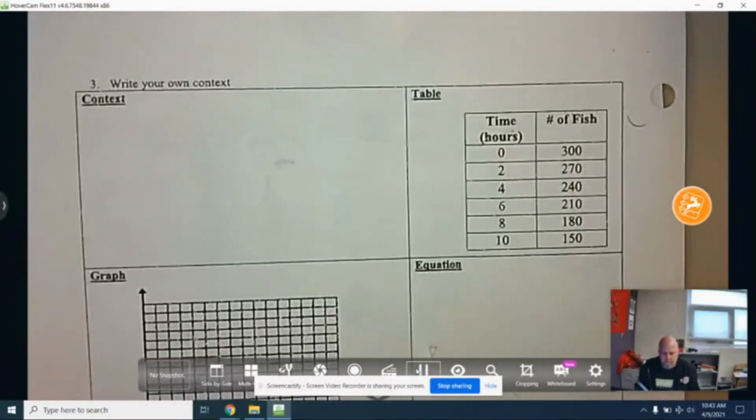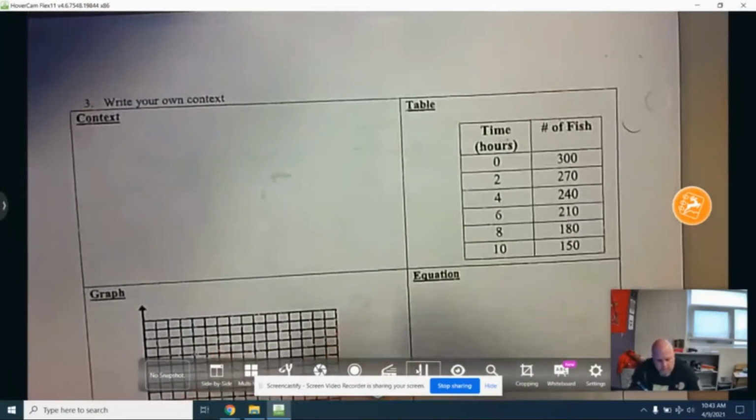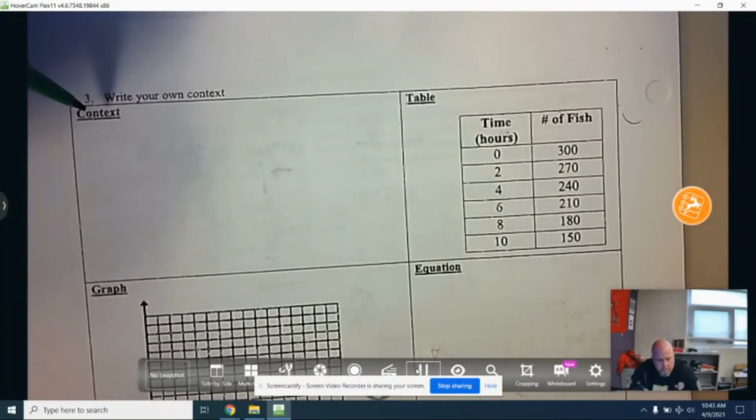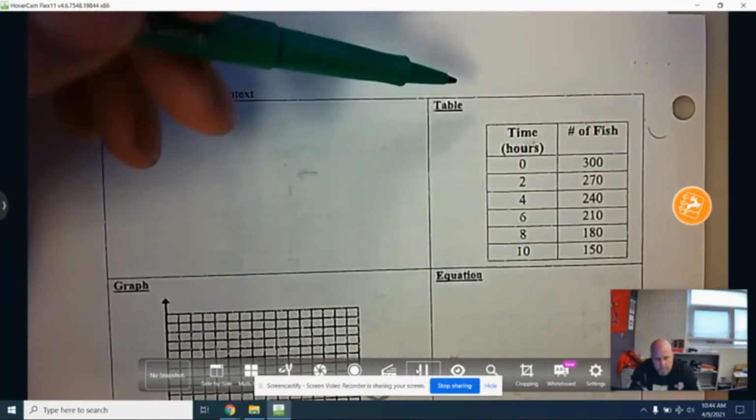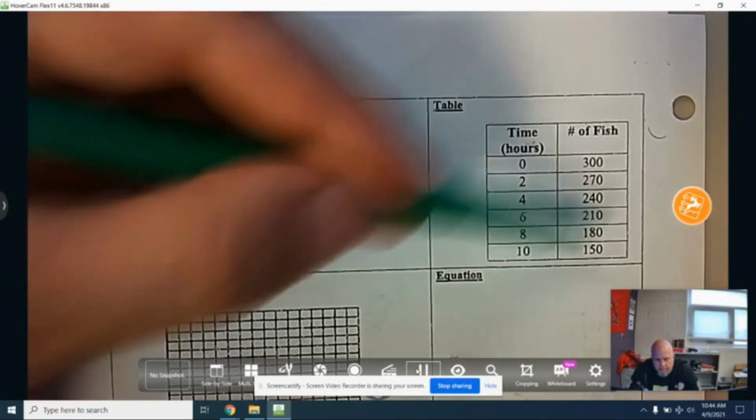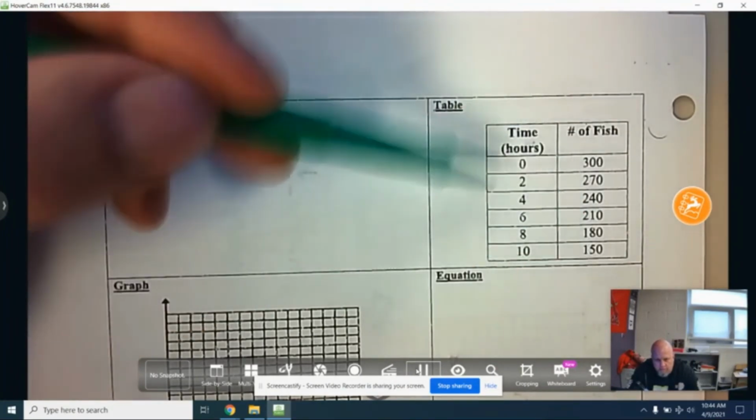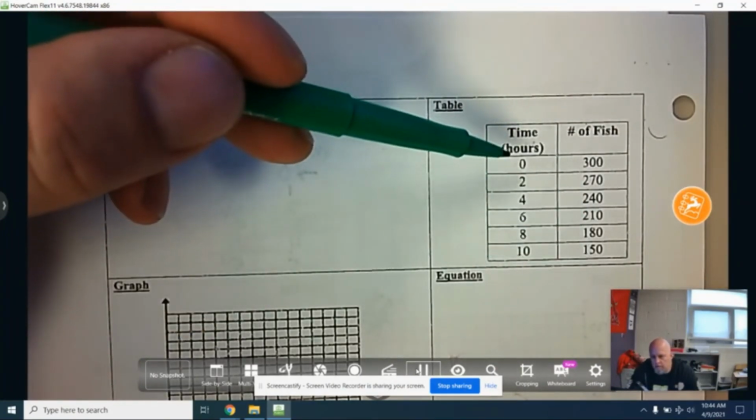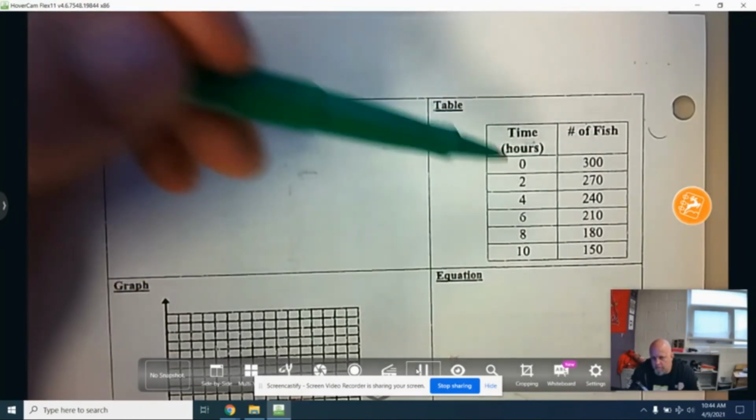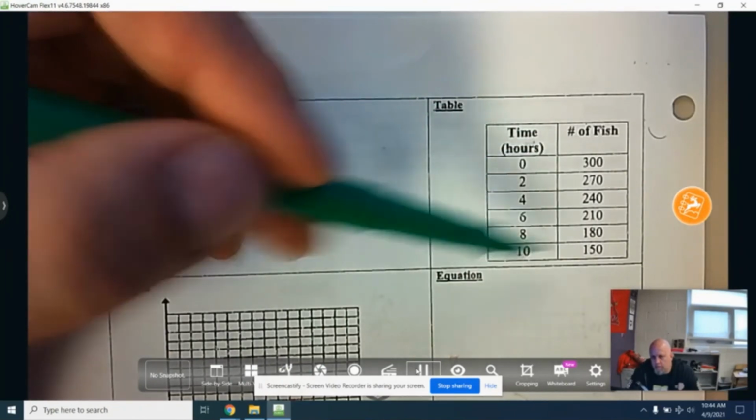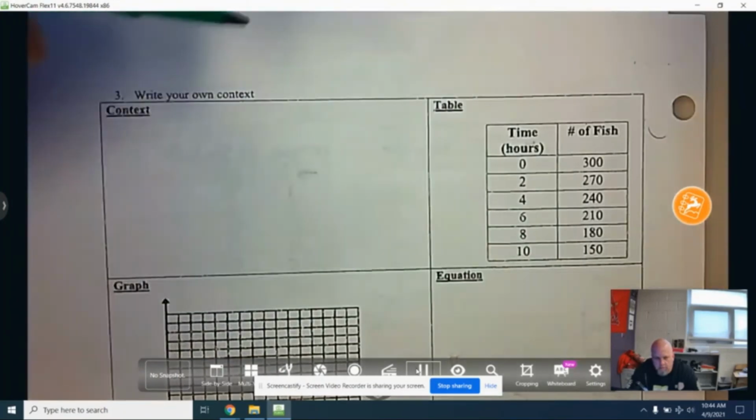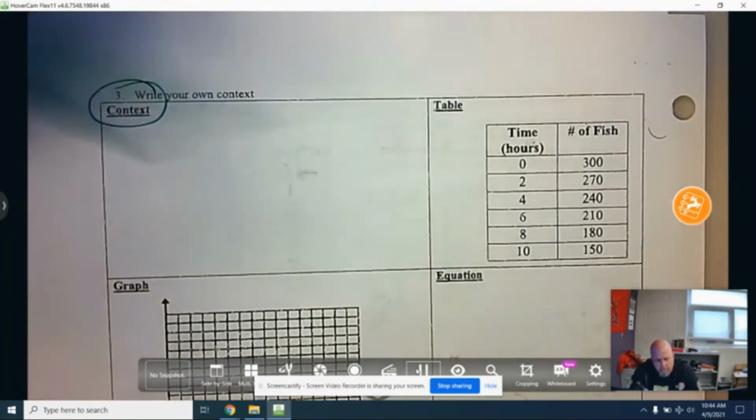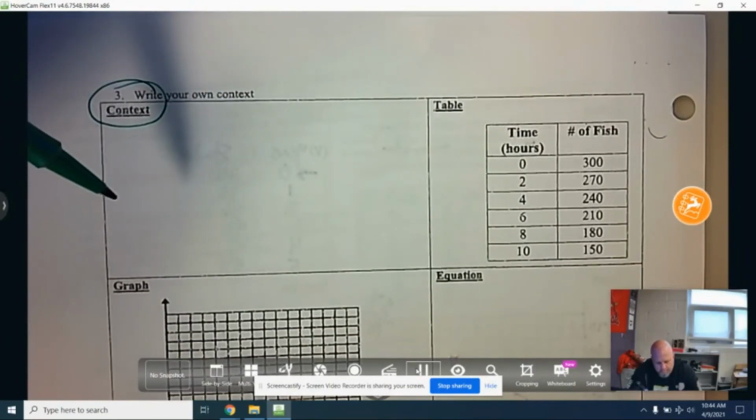Okay, let's turn it over to the backside. On the backside, we need to come up with our own context for number 3. So here's a table. Here's the number of fish. It talks about time in hours. So something's going on here. At 0 time, there's 300 fish. But as time goes on, we see we have less and less fish. Okay, so right now, you guys go ahead and write your context for this table. Type it in.